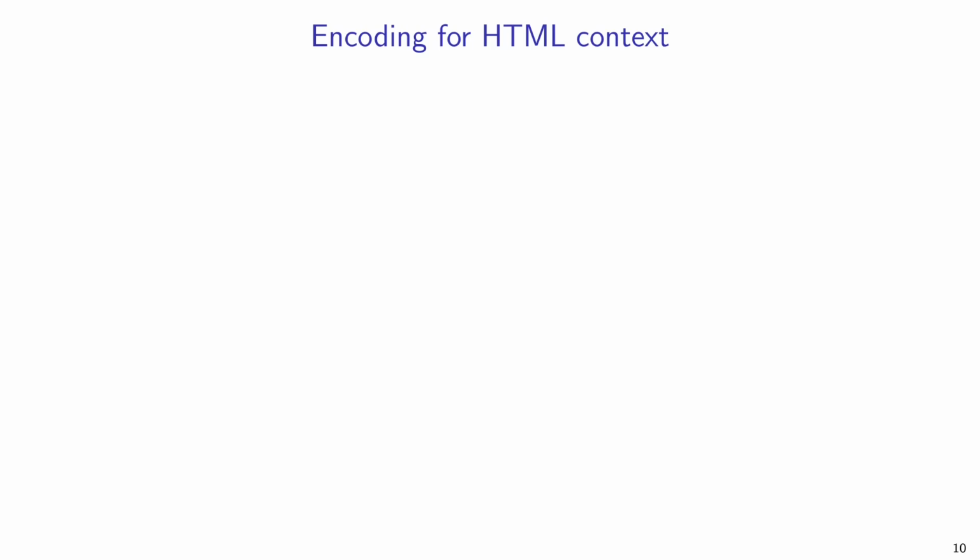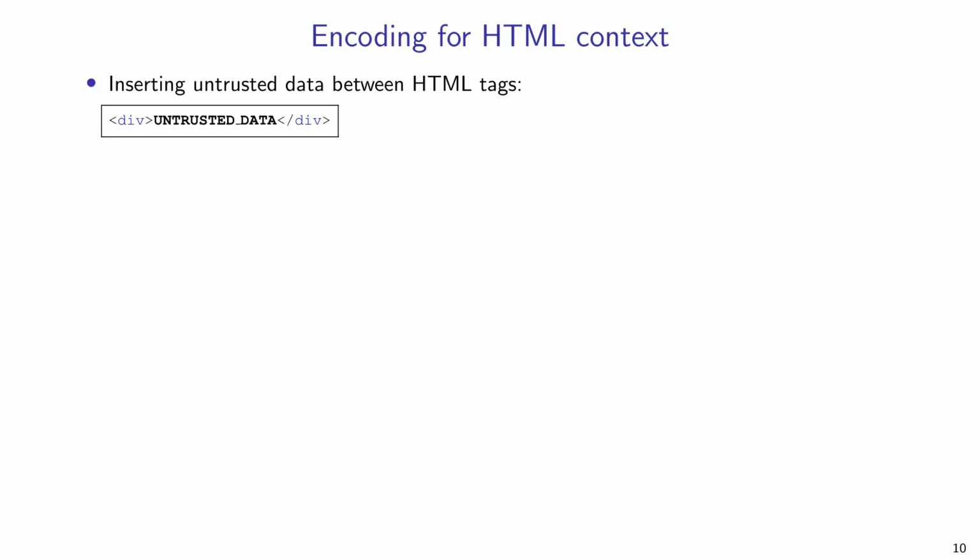Encoding for the HTML context is the most basic and the most frequent encoding method that we have to use to prevent XSS. The HTML context here refers to inserting untrusted data between two basic HTML tags like a div. To encode this untrusted data, we have to replace these 5 HTML special characters with these character sequences called HTML entities.